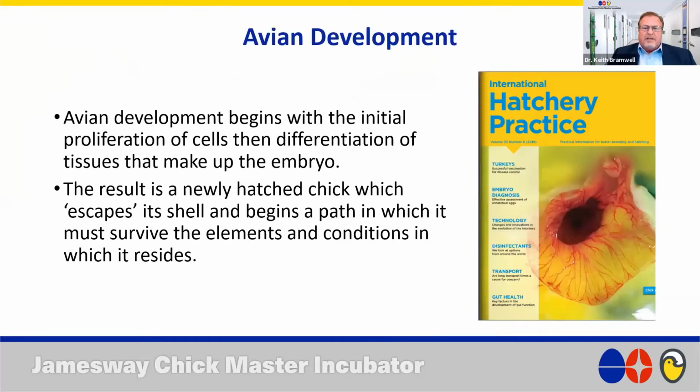So when we look at the avian system in general, we have the initial proliferation of the cells, we have differentiation of the tissues and cells that make up the embryo, and that newly hatched chick will then grow to the point that it escapes the shell and goes on with its life. Now, many factors in the incubation process will affect the chick afterwards, and we'll talk a little bit about some of those.